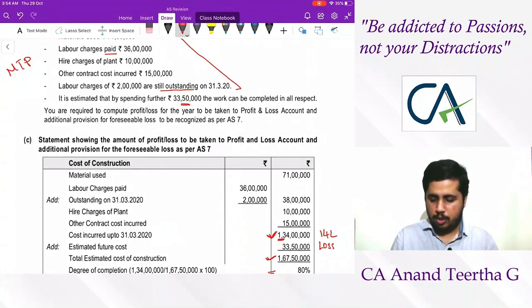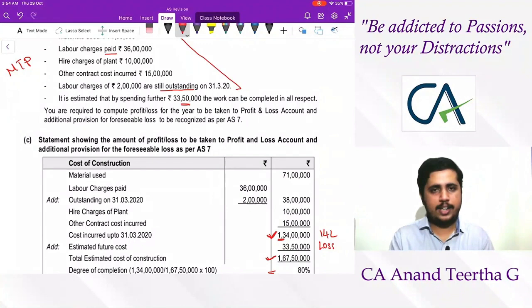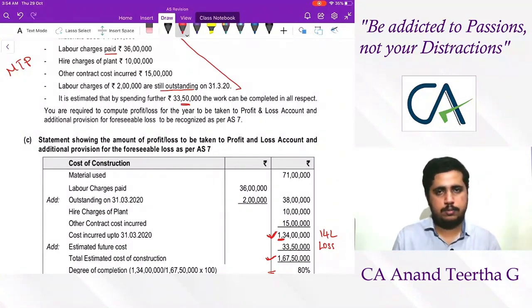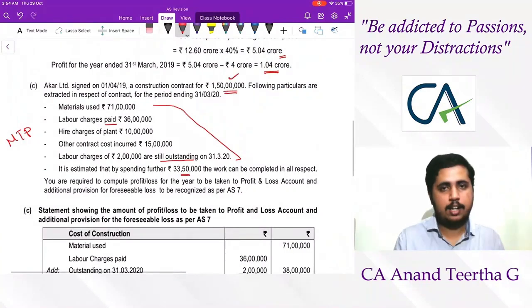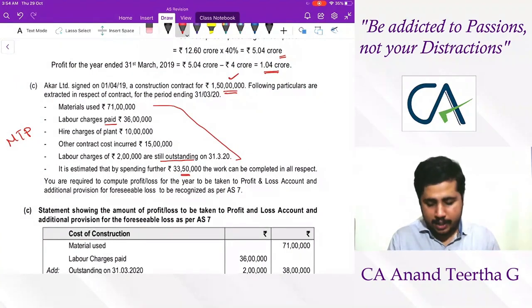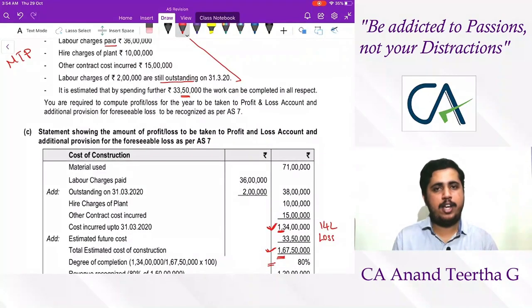I hope everybody is following. So 1 crore 50 lakh into 80% will give us 1 crore 20 lakh. Incurred till date is 1 crore 34 lakh. Take the difference. Cost is more. So there is a 14 lakh loss. Not just this. If you now see, total contract price is 1 crore 50 lakh. Estimated total cost is 1 crore 67 lakh 50.